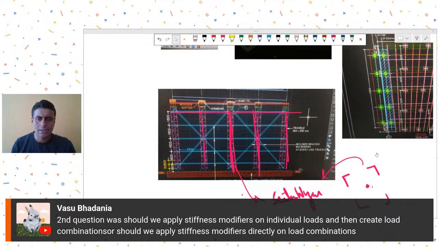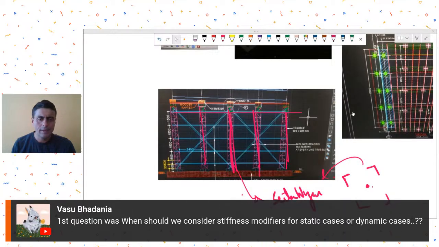Mr. Vasu is asking, I think these are some follow-ups. When should we consider stiffness modifiers for static cases or dynamic cases? No, as I tried to explain to you, it's not about static or dynamic anymore now. If you are doing any strength based check, you have to apply modifiers. If you are doing service based checks, you don't have to apply modifiers. Simple.